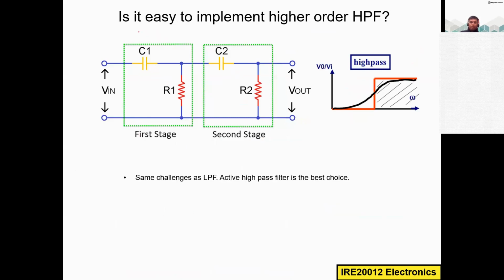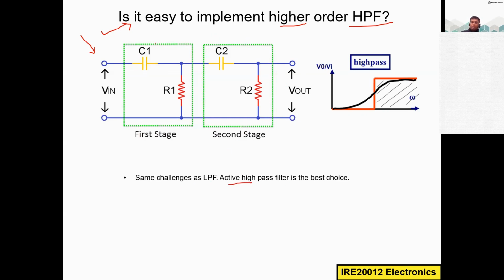So when you talk about whether it is easy to implement this higher order high pass filter, it's the same story again. There are challenges to cascade these R and C stages together because we have the loading effect problem, the same challenges as the LPF. So the active high pass filter is the best choice. What does it mean?